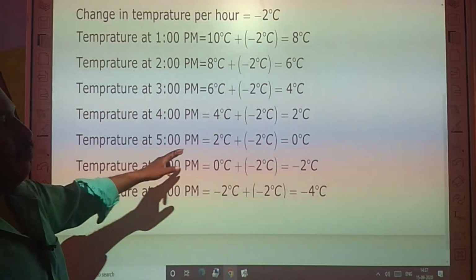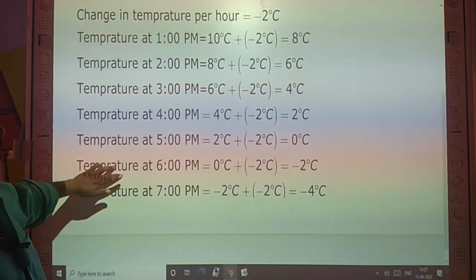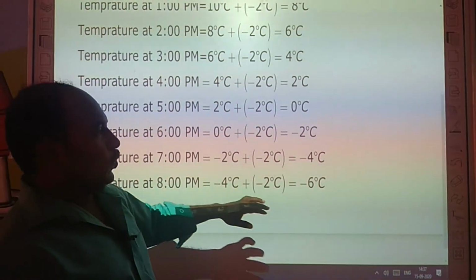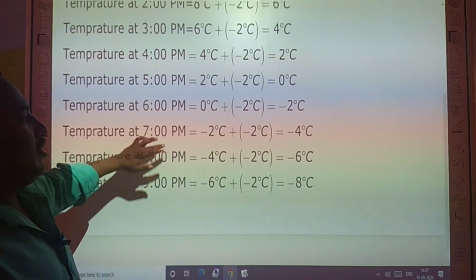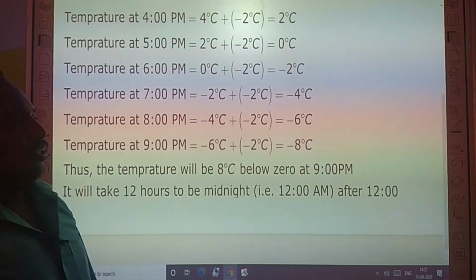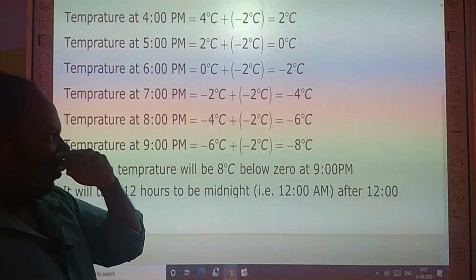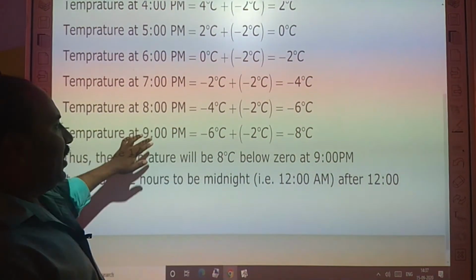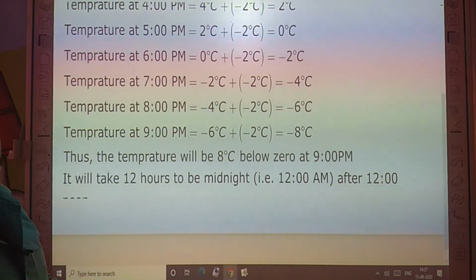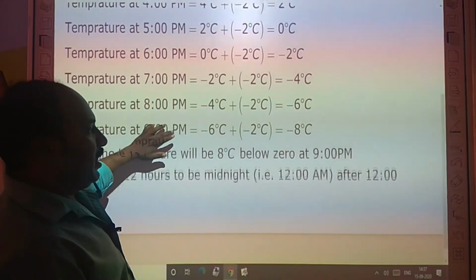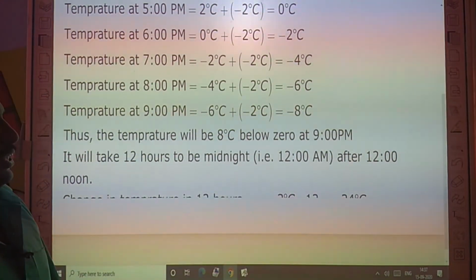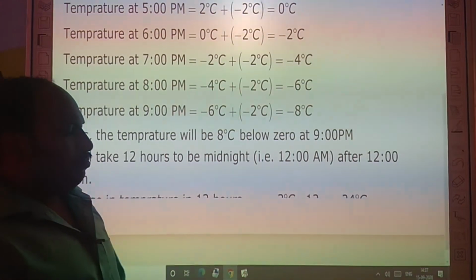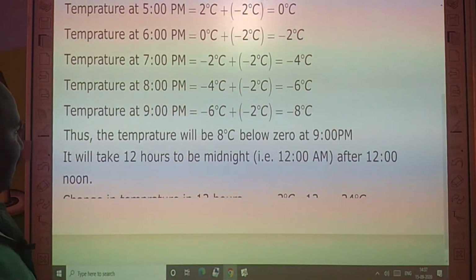4 o'clock: 4 minus 2 is equal to 2. 5 o'clock: 2 minus 2 is equal to 0. Then 6 o'clock: 0 minus 2 is equal to minus 2. Then 7 o'clock: minus 2 plus minus 2 is equal to minus 4. Then 8 o'clock: minus 4 plus minus 2 is equal to minus 6. Then 9 o'clock: minus 6 plus minus 2 is equal to minus 8 degrees Celsius.